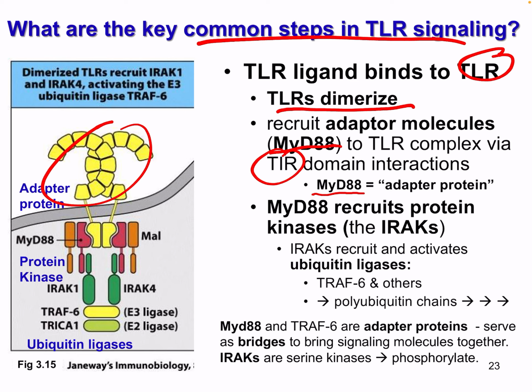MyD88 recruits protein kinases, or the IRAKs, and then the IRAKs recruit and activate ubiquitin ligases, including TRAF6 and others, resulting in polyubiquitin chains. This ends up with MyD88 and TRAF6, which are adapter proteins that serve as bridges to bring signaling molecules together. These IRAKs are serine kinases that phosphorylate. So again, summarized here, dimerized TLR4s recruit IRAK1 and 4, activating E3 ubiquitin ligase, TRAF6. Here you can see our TRAF6, IRAK1 and 4, and our ubiquitin ligases.